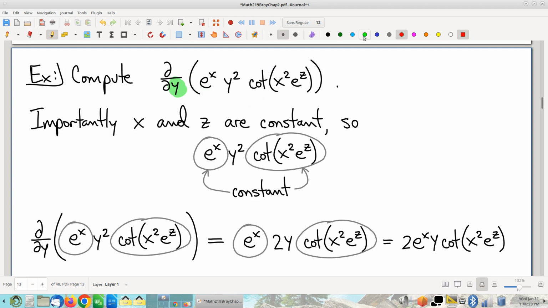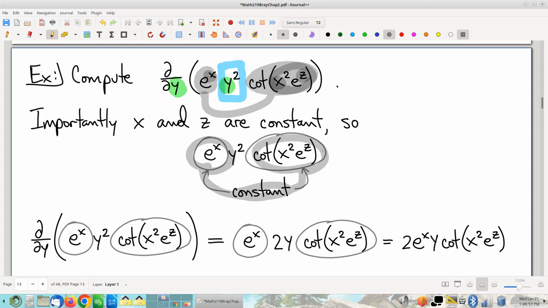Key point is you have to remember y is the function. That means y squared is a function. But x is a constant, and that means e to the x is a constant. And don't forget z is a constant too, and that means all of this is just a great big constant. Everything except for the y squared is a multiplicative constant. You can think of this function, as far as this one partial derivative is concerned, as k times y squared. And that's an easy derivative to do, right?